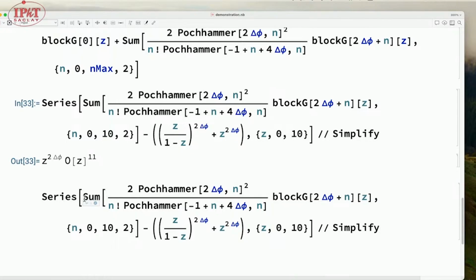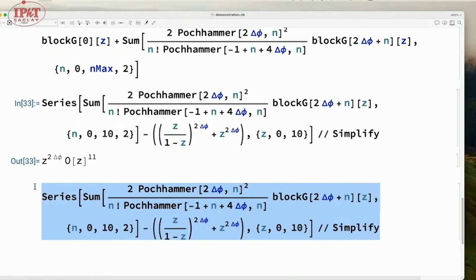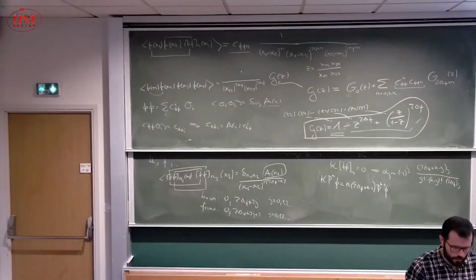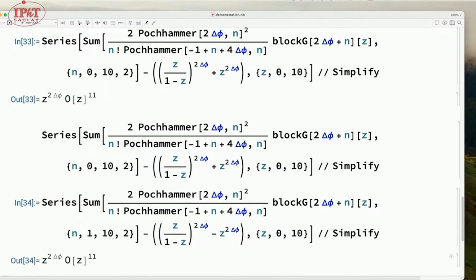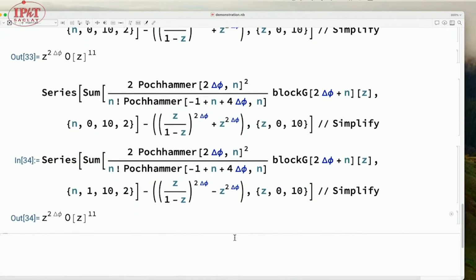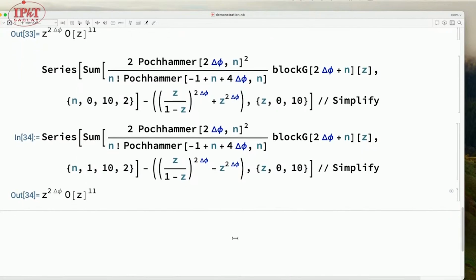Okay, so we can just make the same check, which is basically a consequence of some symmetry of the blocks under z goes to z over z minus 1. It can be a bit lowbrow, and just do a sum from 1 to 10 with steps of 2. And the only thing that should change here is that there should be a minus sign, and it works. Okay, very good.